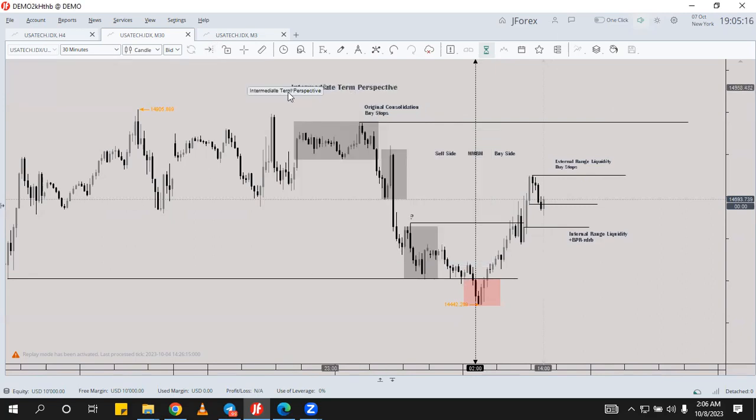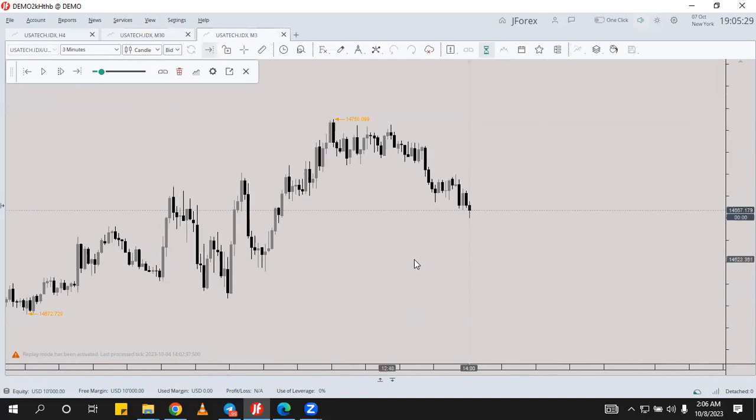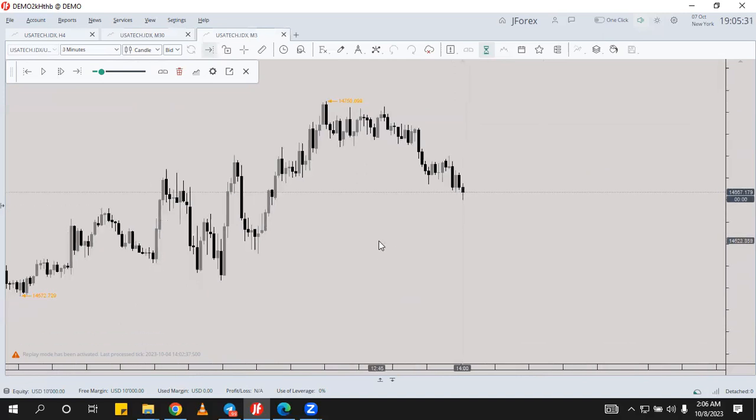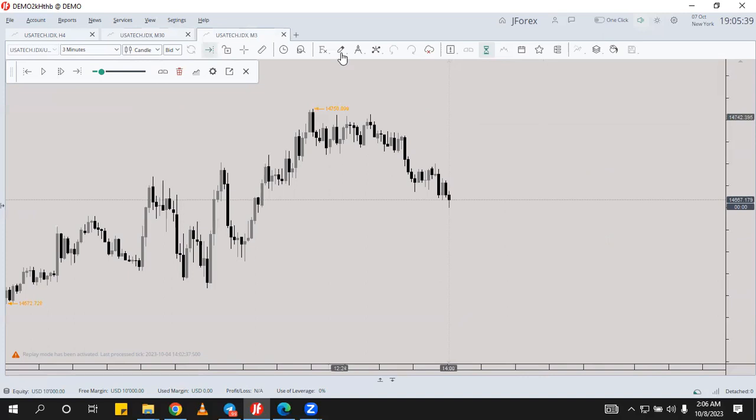Intermediate time perspective, right? Now we are going to get into the short-term perspective, and that is where we're going to get our execution. So let me just jump straight to the M3 time frame. Now, before I even mark anything, let me just mark out the PM session.